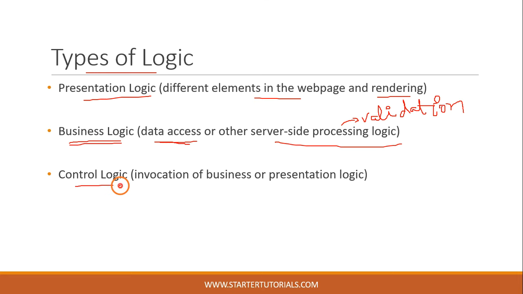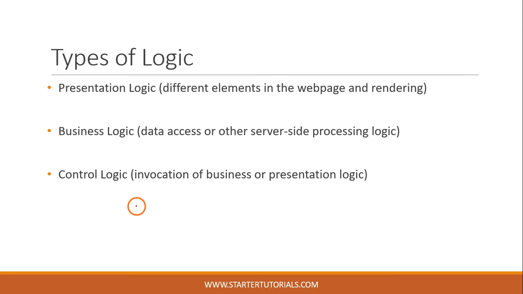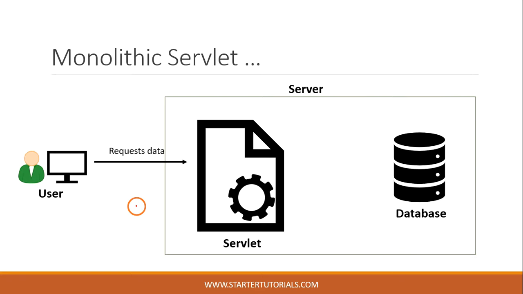And the last one is control logic. This code deals with the invocation of the business or presentation logic. Whenever the user types some URL, what should be executed: the business logic or the presentation logic? Which page should be invoked? That kind of logic is called control logic. So these are the three types of logic: presentation logic, business logic, and control logic.